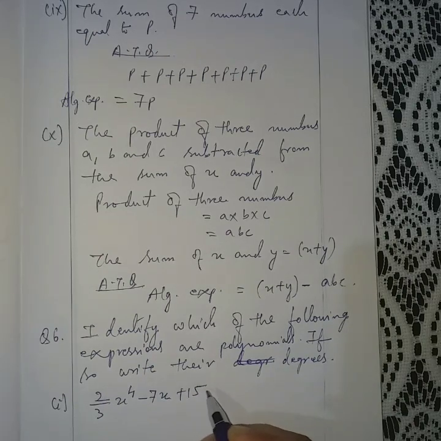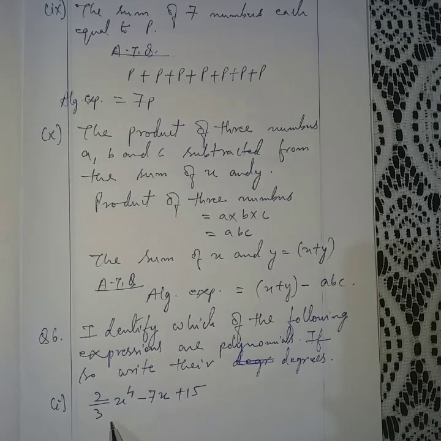Now question number 1 is given as 2 by 3 x to the power 4 minus 7x plus 15. Is this a polynomial? Yes, this is a polynomial. Because which expression is not a polynomial? When the power of the variable is negative, or in fraction, or any variable is in the denominator, then that expression is not called a polynomial.